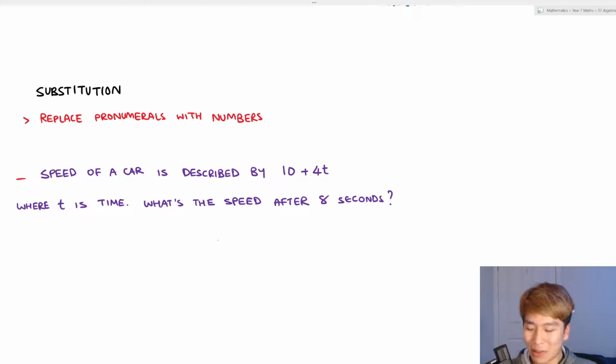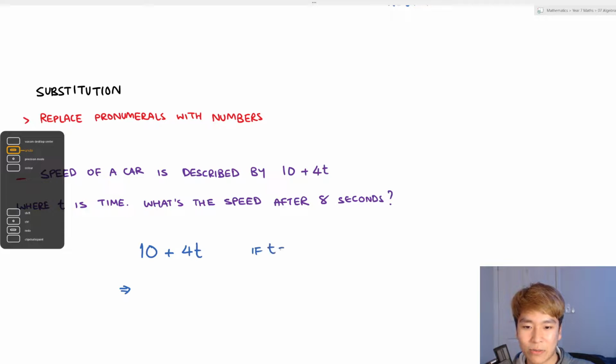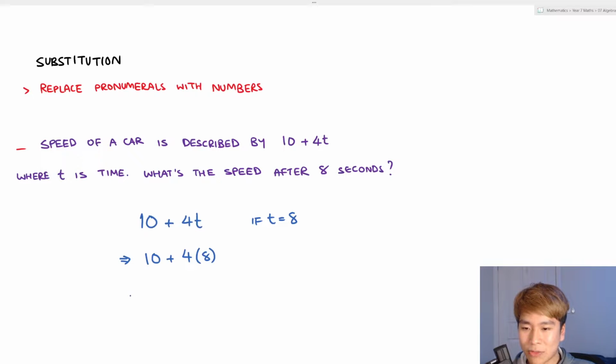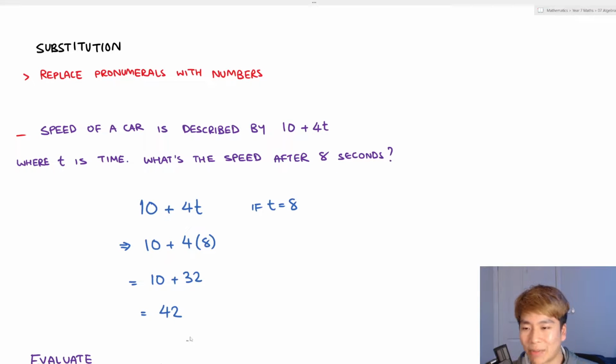Well, all I have to do is go, my expression is 10 plus 4t, and I know that t is equal to 8. So if t equals 8, then I get 10 plus 4 times 8. Remember, there's a times in between here. So that's equivalent to 10 plus 32, because 4 times 8 is 32, which is equal to 42 in total. So what's my speed? 42. In this case, it might be kilometers an hour.